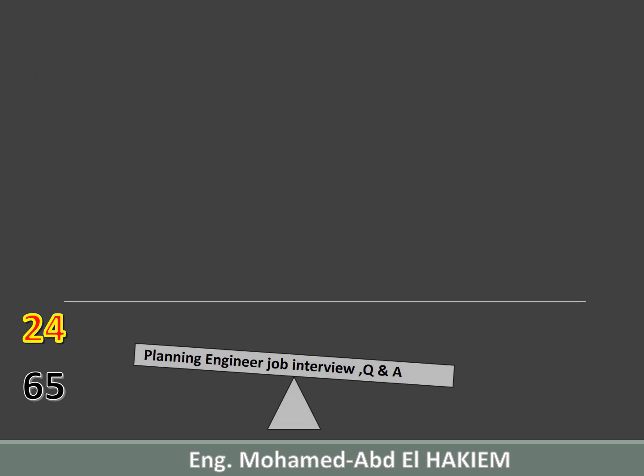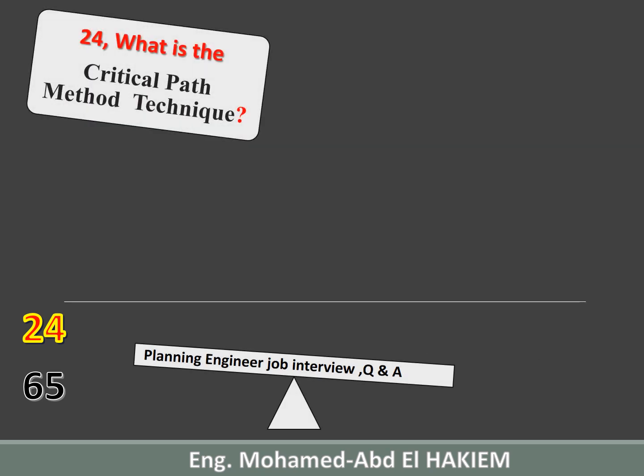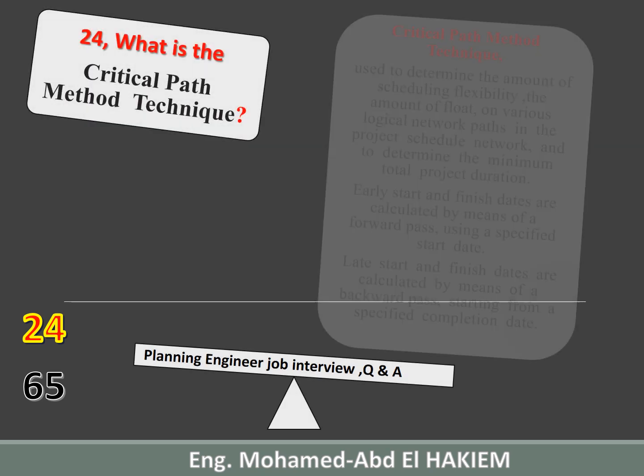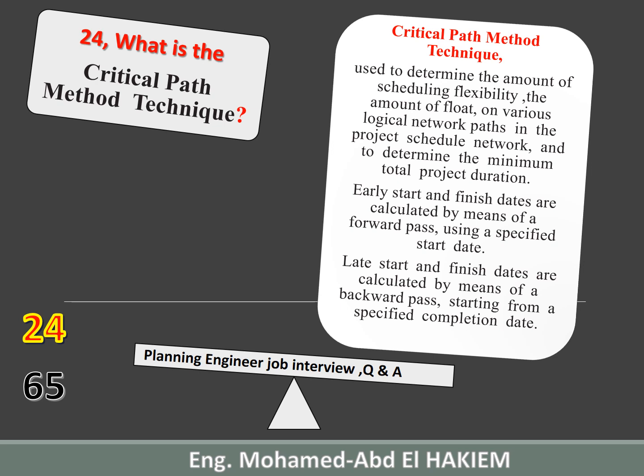24. What is the critical path method technique? Critical path method technique is used to determine the amount of scheduling flexibility, the amount of float, on various logical network paths in the project schedule network, and to determine the minimum total project duration. Early start and finish dates are calculated by means of a forward pass, using a specified start date. Late start and finish dates are calculated by means of a backward pass, starting from a specified completion date.